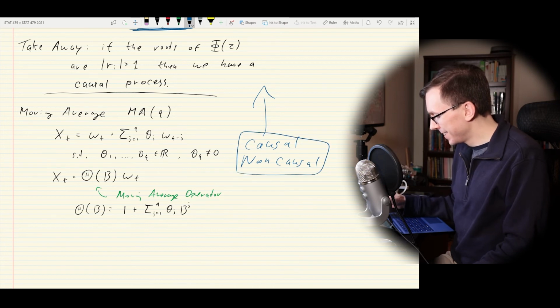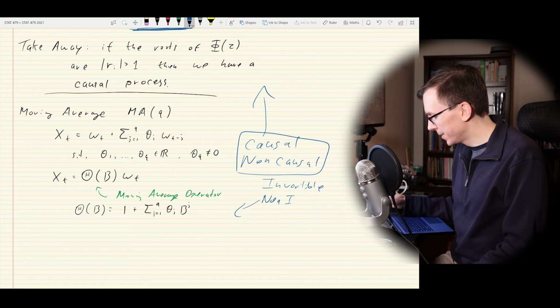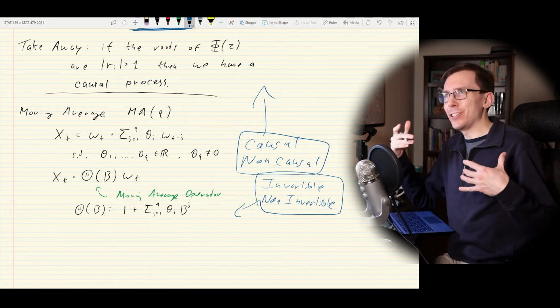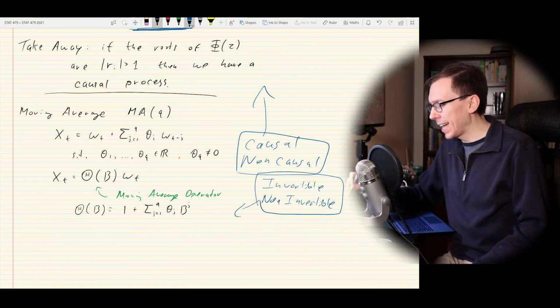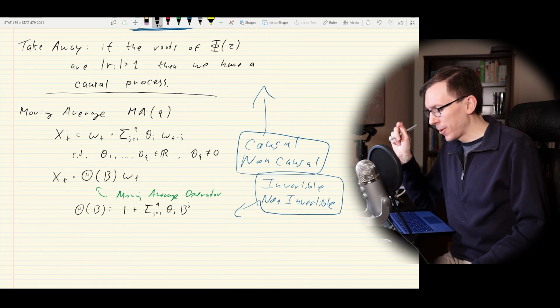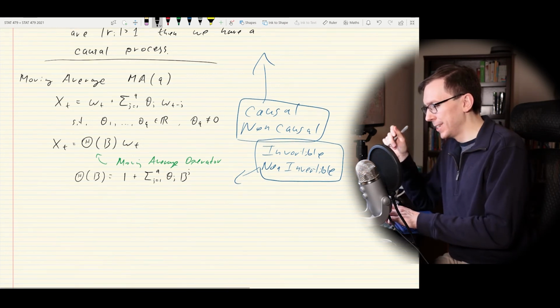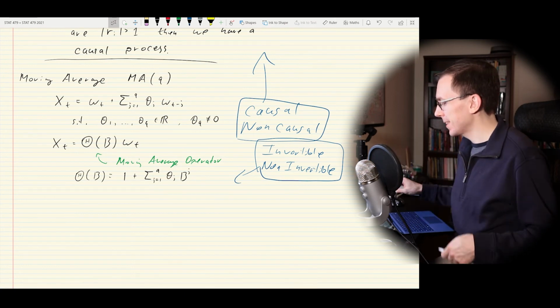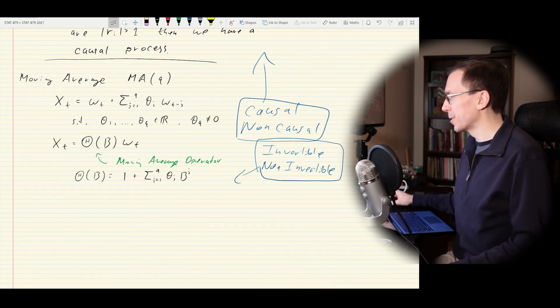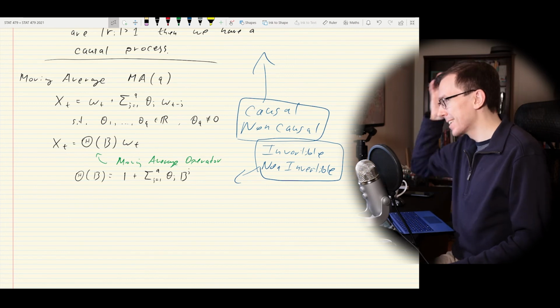Down here, for this guy, we're going to have the idea of invertible versus non-invertible. So we're going to have a similar issue where we have to deal with the fact that there are equivalent versions of the moving average process that will not be invertible or that will be invertible. Of course, I haven't told you what that is yet.